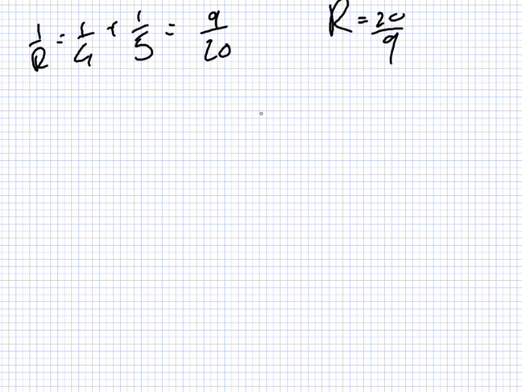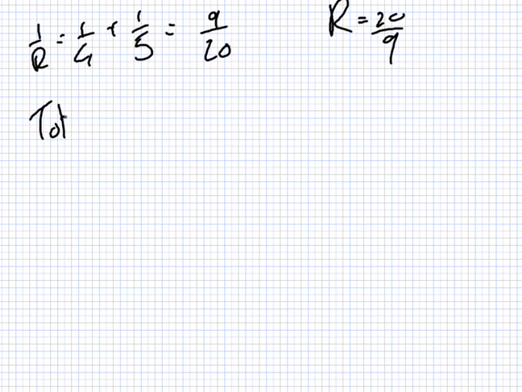So here what I'll do first is I'll put the resistors together. So 1 over R equals 1 over 4 plus 1 over 5. That's 9 over 20. Is it? Okay. So then we have to flip it. So R equals 20 over 9. Good. And then we need to add it to the 6.